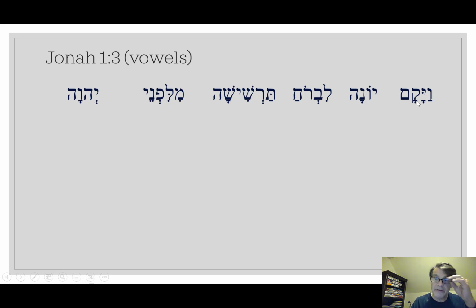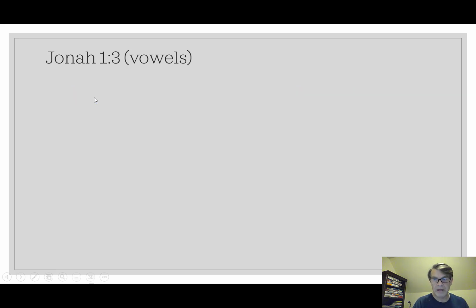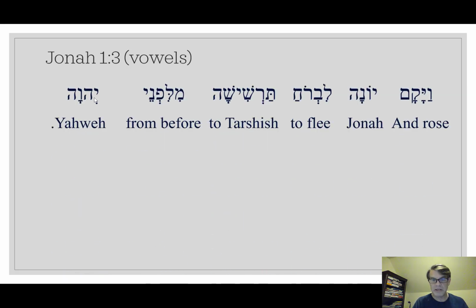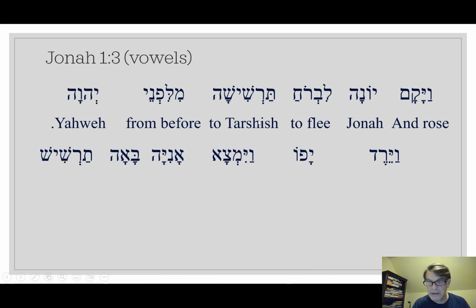So we have Vayakam, and arose, Jonah, livroach, to flee, Tarshisha, to Tarshish, milifne, from before Yahweh. And I've already given you the translation. All right, next line. So what's that?